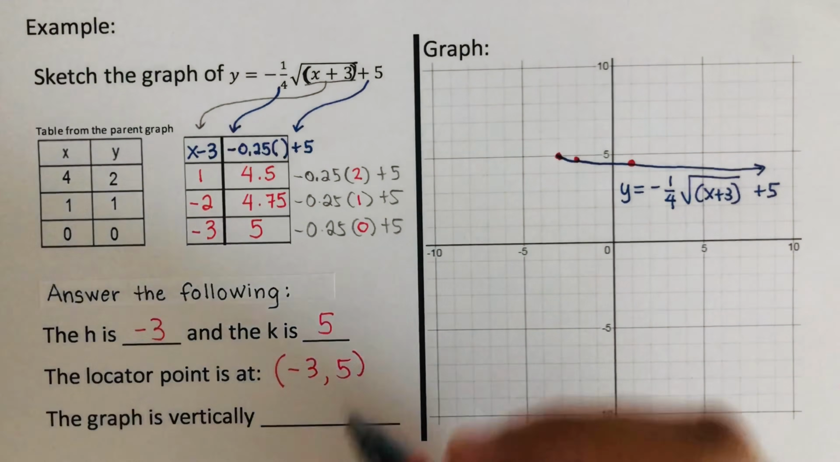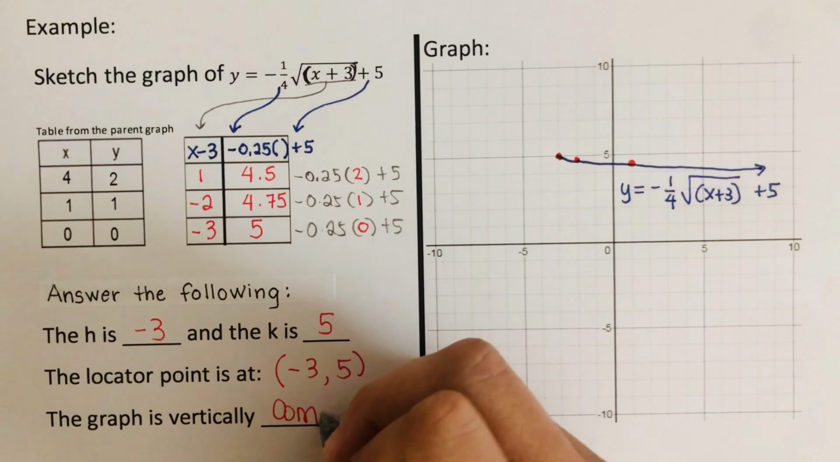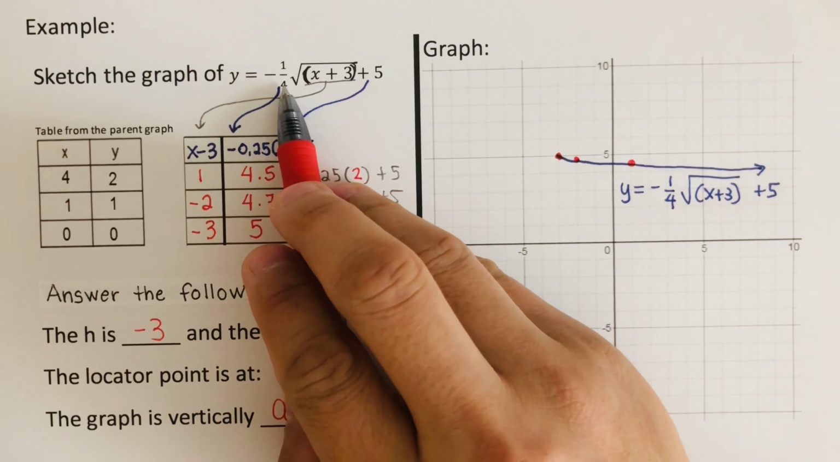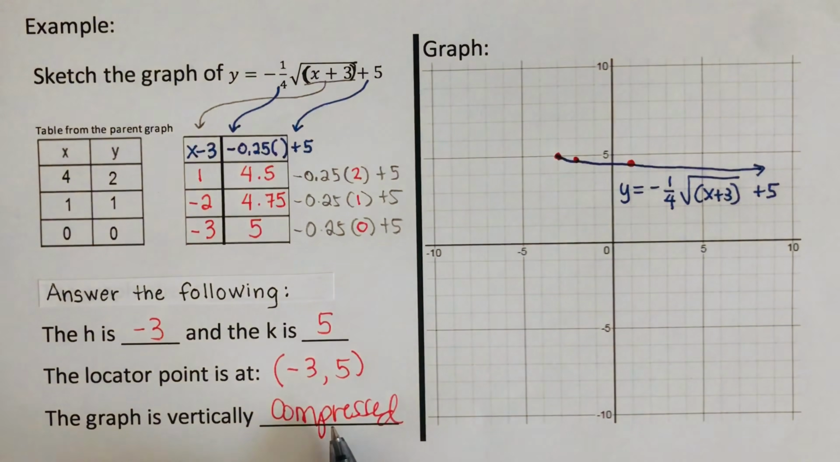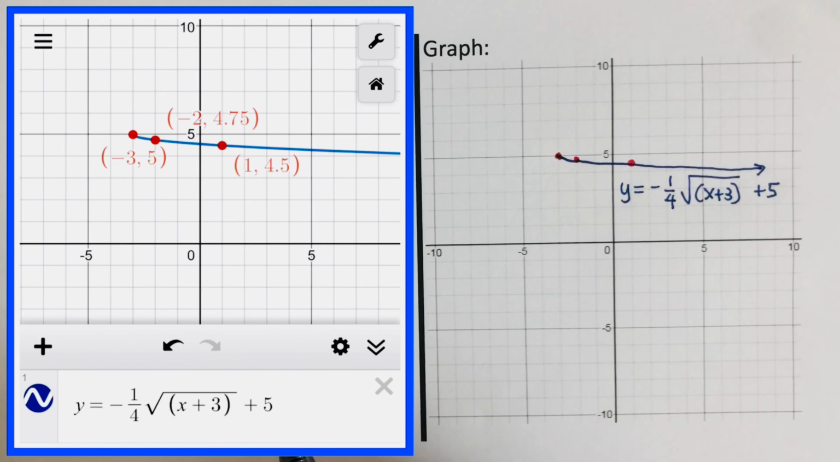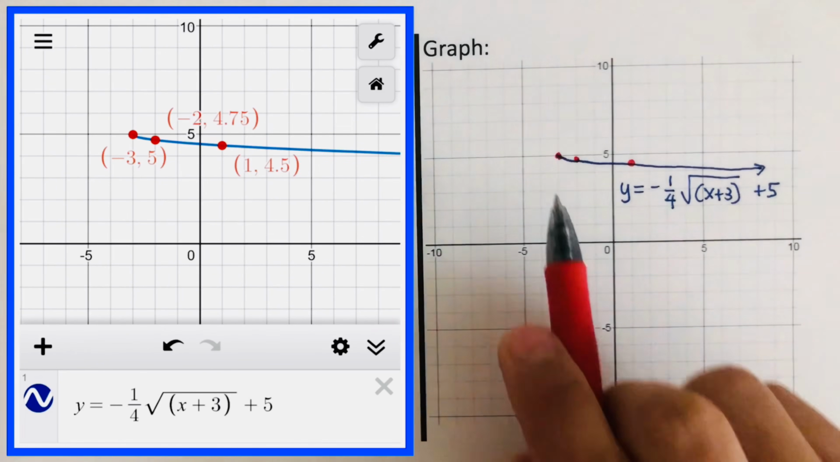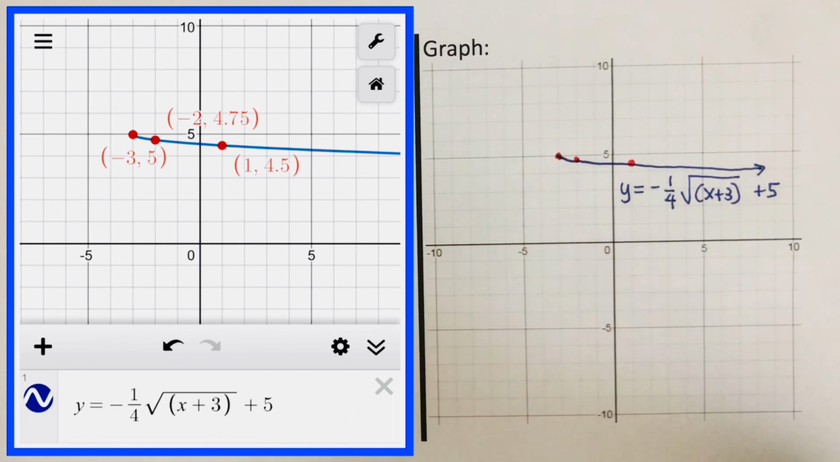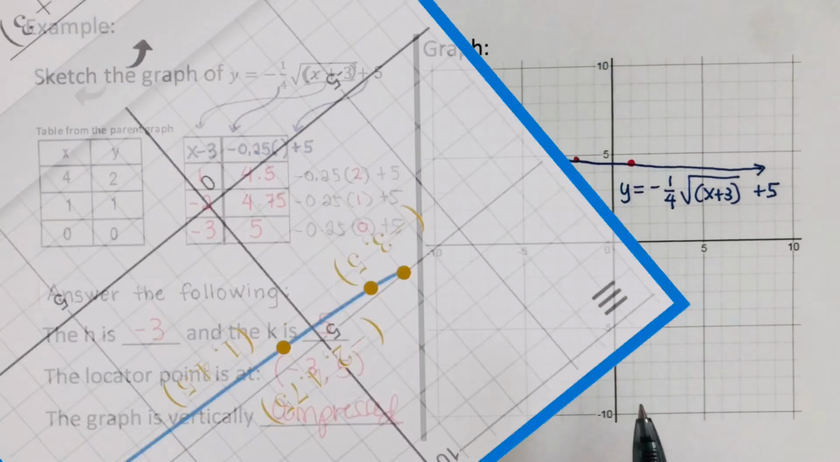And the graph is vertically compressed because the absolute value of a is less than 1. So it's vertically compressed. On the side, you will see the Desmos version for this graph, and you will see that these 3 red points that we have here are actually part of the graph. Did you get the same answer as this?